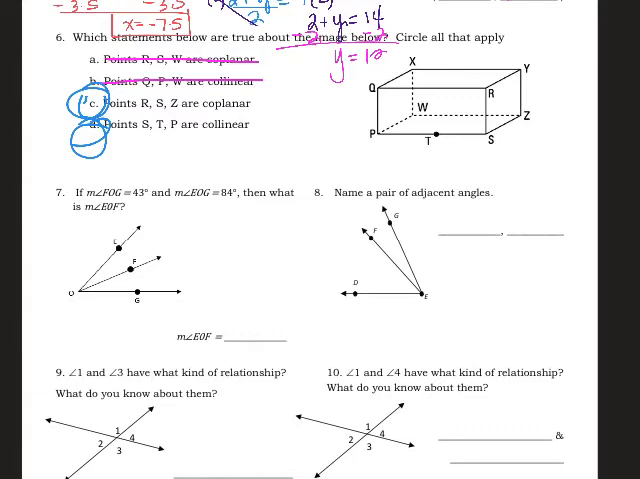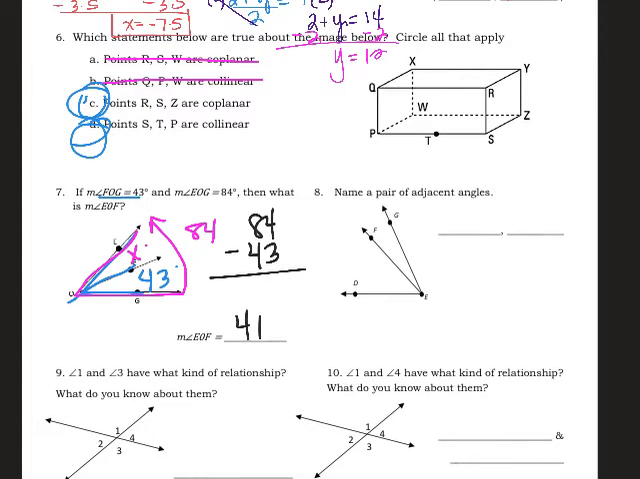All right, now to the stuff that we definitely have been practicing. So let's look at the first one. FOG is 43 degrees. EOG, which is the whole thing, this whole thing is 84. What is EOF? So what should I do with these two numbers? Subtract them. Can someone give me 84 minus 43? 41. 41 degrees.